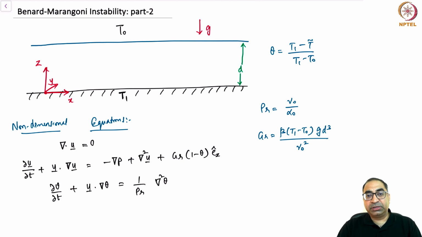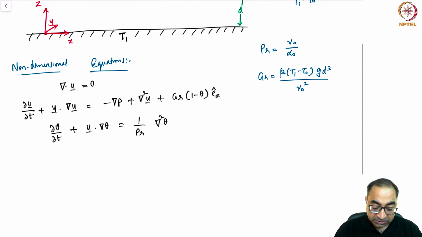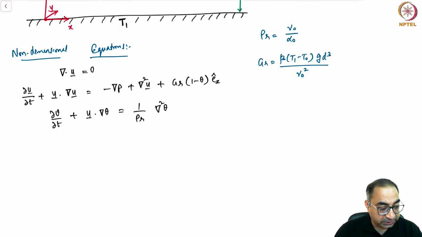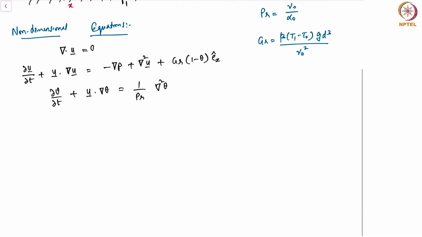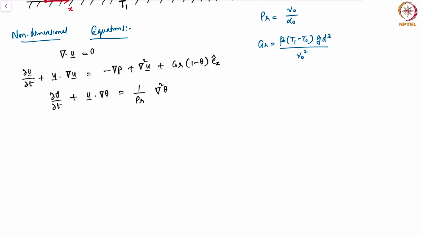Now what we're going to do in this lecture is to first obtain the base state problem, that is, when there is no motion in the flow, and then we'll perturb that base state and derive linearized equations. So let us proceed by first looking at the base state. The equations in non-dimensional form are written here. These were already derived in the previous lecture. So let's write down the base state.